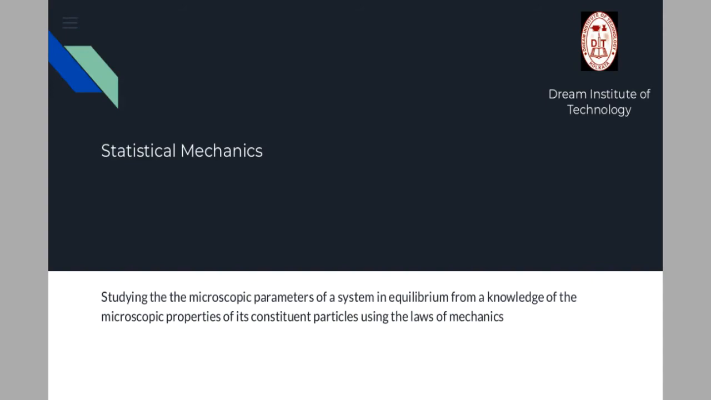Thermodynamics does not try to explain or justify or establish the macroscopic behavior of the system from what is happening at the microscopic level. Thermodynamics aims at studying macroscopic system in equilibrium from a macroscopic phenomenological standpoint without considering the microscopic constituents of the system. But statistical mechanics aims at studying the macroscopic behavior of a system in equilibrium from a knowledge of the microscopic properties of its constituent particles using the laws of mechanics.